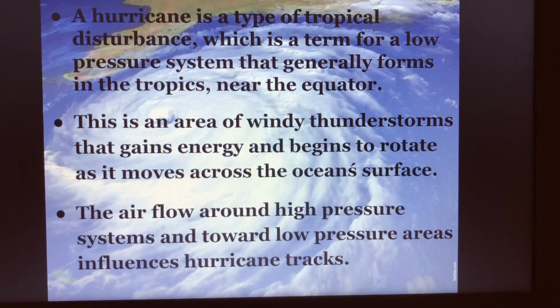Now a hurricane is a tropical disturbance, which just means it's a low pressure center or a storm center, but it forms in the tropics near the equator. It's an area of windy thunderstorms that gains energy as it goes across the ocean surface. And the airflow around the high pressure system toward low pressure is what creates these hurricane storm tracks.